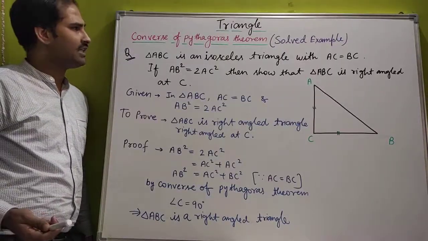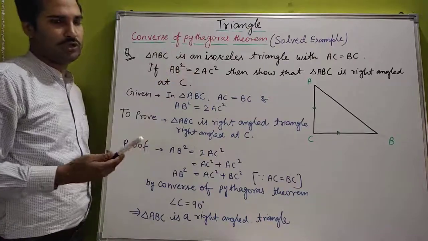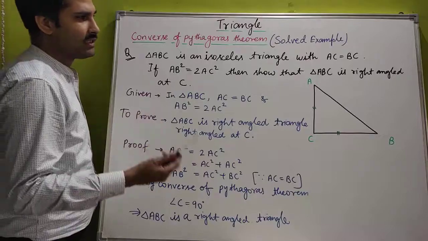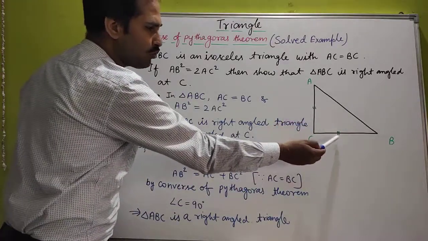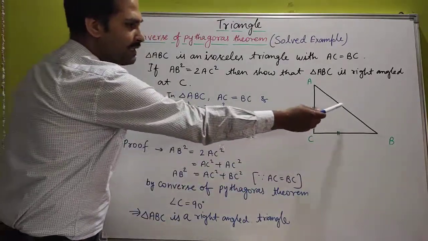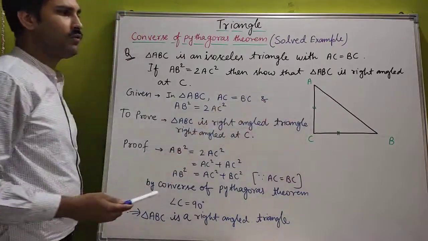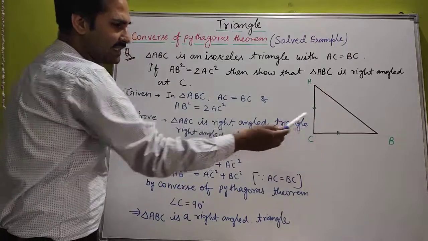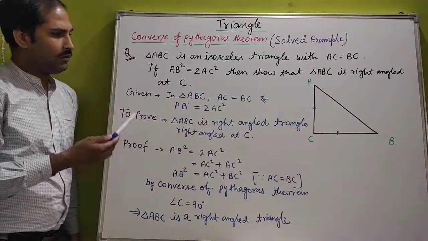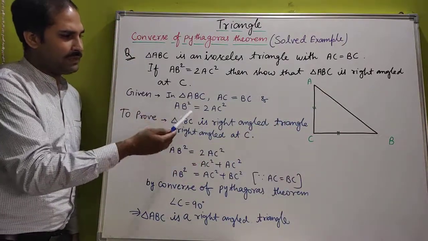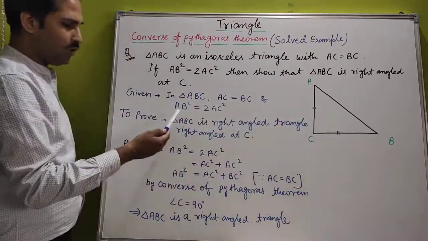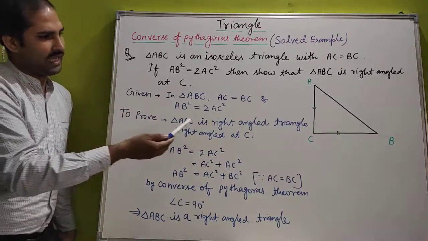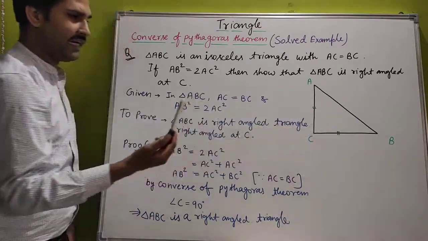Let us discuss a question based on the converse of Pythagoras theorem. The question is, triangle ABC is an isosceles triangle with the side AC equal to BC, and also AB square is equal to twice of AC square, then we have to show that triangle ABC is right angled at C. This is what we have to prove. Now, the given part is in triangle ABC, AC is equal to BC, and also AB square is equal to twice of AC square, and we have to prove this angle ACB is a right angle at C.